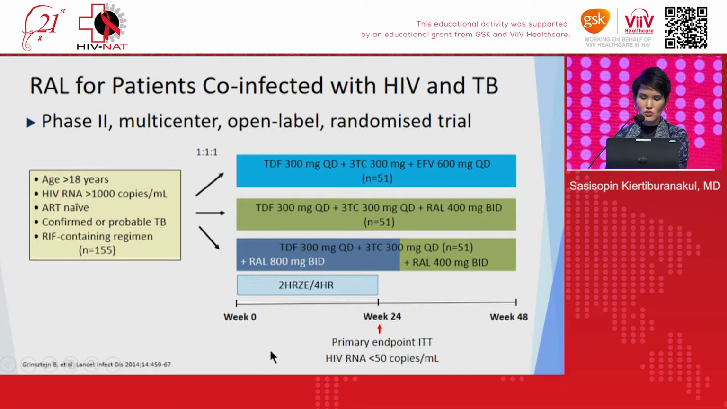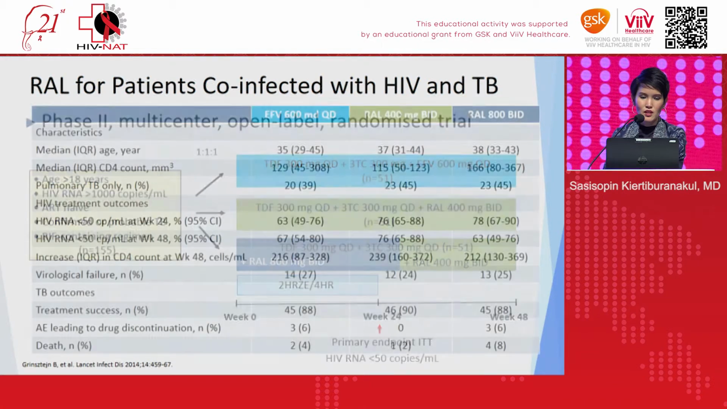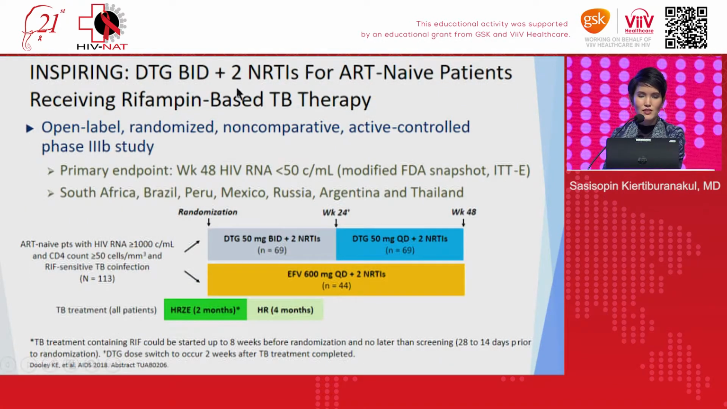You saw this slide this morning, because this is the data about raltegravir and rifampicin that we can use. For the Thai guideline, we recommend the usual dose of 400 milligrams BID, but in some guidelines, like the DHHS guidelines, the recommendation is a double dose of raltegravir with rifampicin. In the INSPIRING study, you have heard that dolutegravir can be used with rifampicin, but we have to double the dose to 50 milligrams BID.